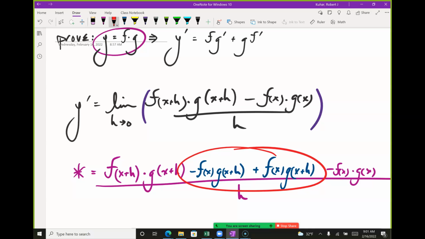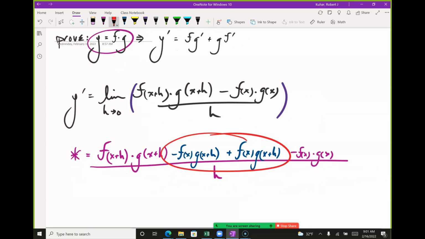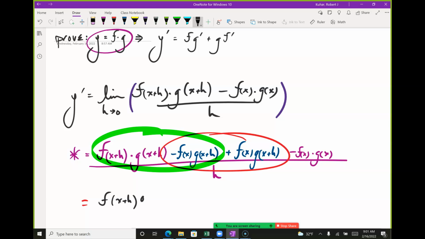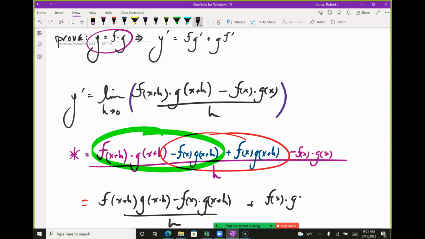So it looks like I've got some shared terms here. I put them in this order so that I could regroup. I'm going to divide and conquer again, right? I'm going to take my first 2 terms here over h, and then my second 2 terms over h. So I've got f of x plus h g of x plus h minus f of x times g of x plus h all over h, and then the second two terms, f of x times g of x plus h minus f of x g of x all over h.